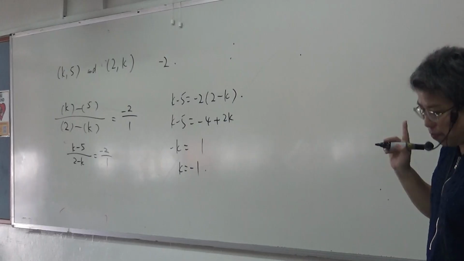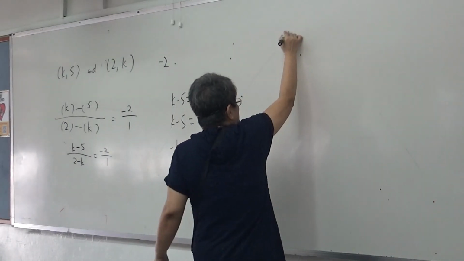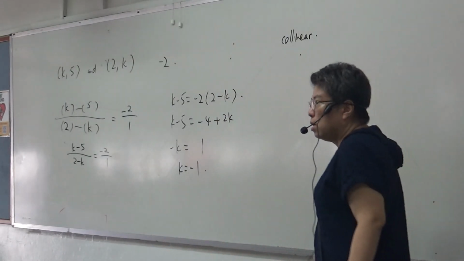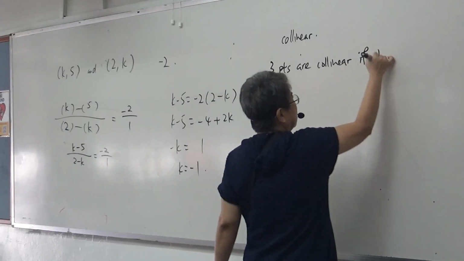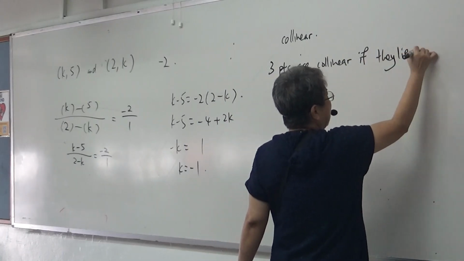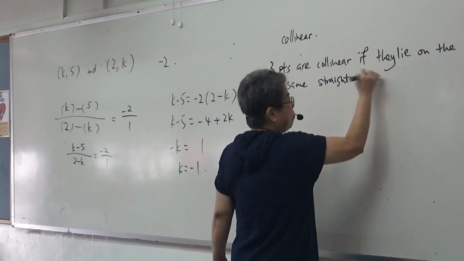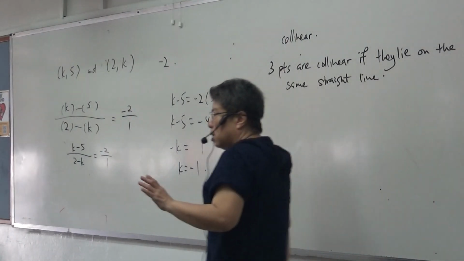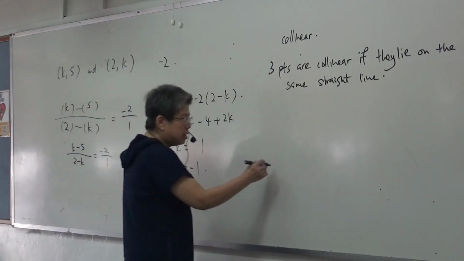Then there's another term that is very common in maths, especially in coordinate geometry, that we must know. Can you write down this word? Collinear. I will tell you what that is. Now, 3 points are collinear if they lie on the same straight line. Understand? There's this term called collinear. Collinear means the 3 points when you join them together form a straight line. Understand? Okay, let me show you. Let's say A, B, C.